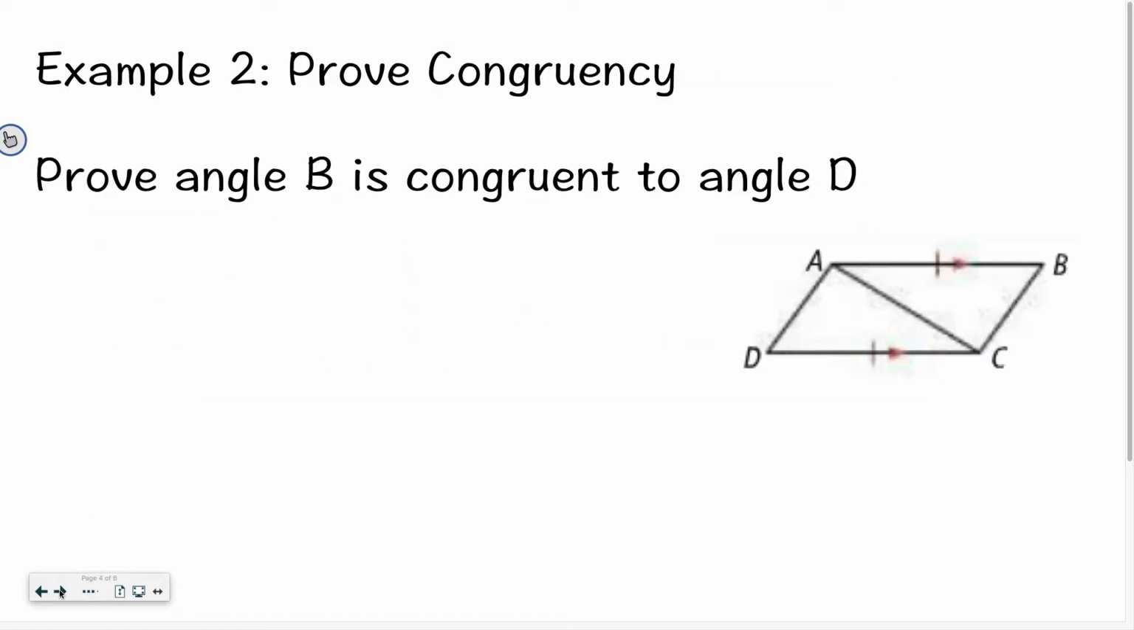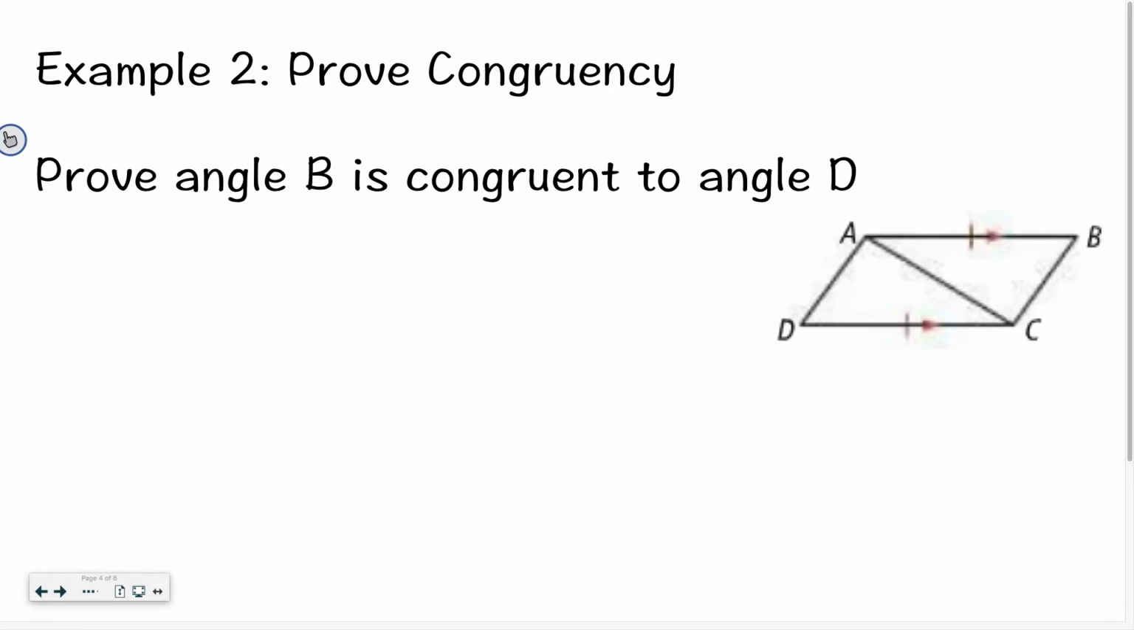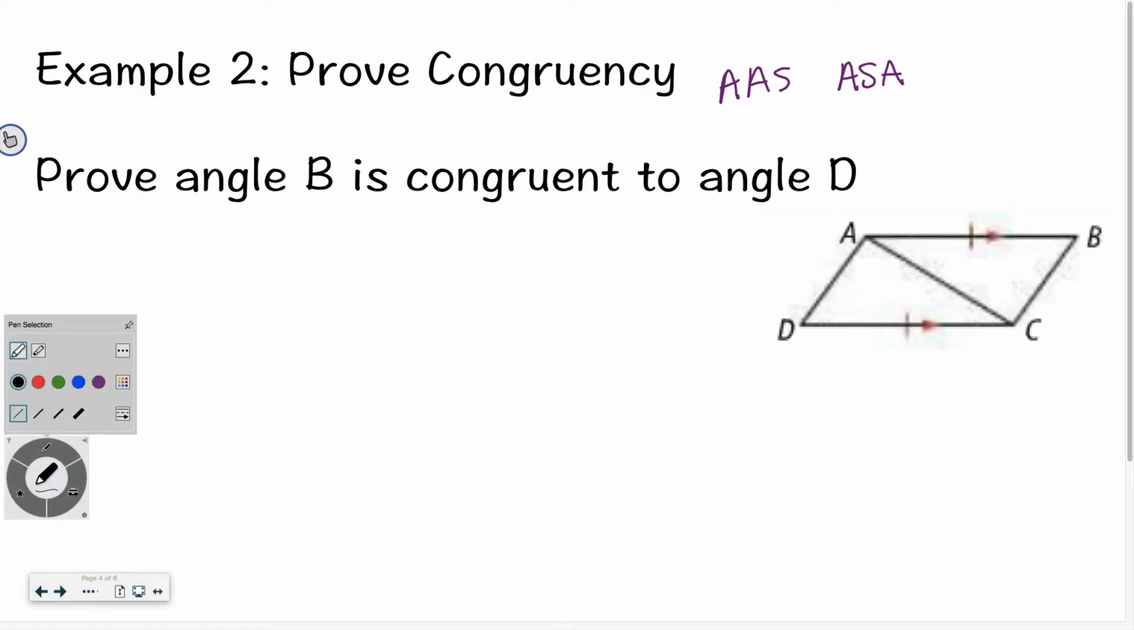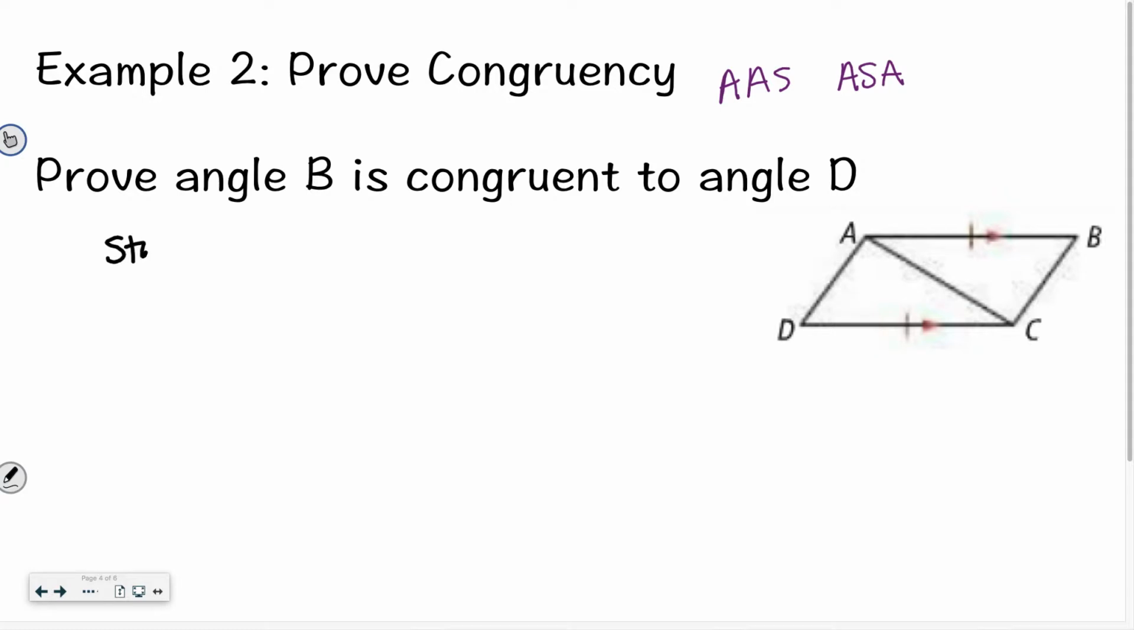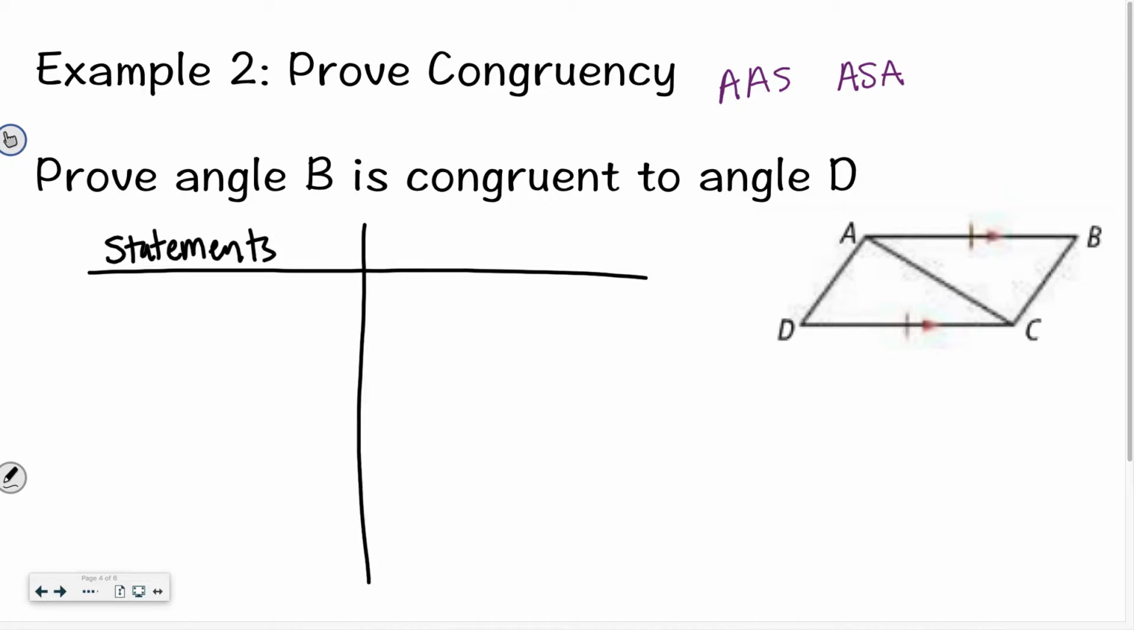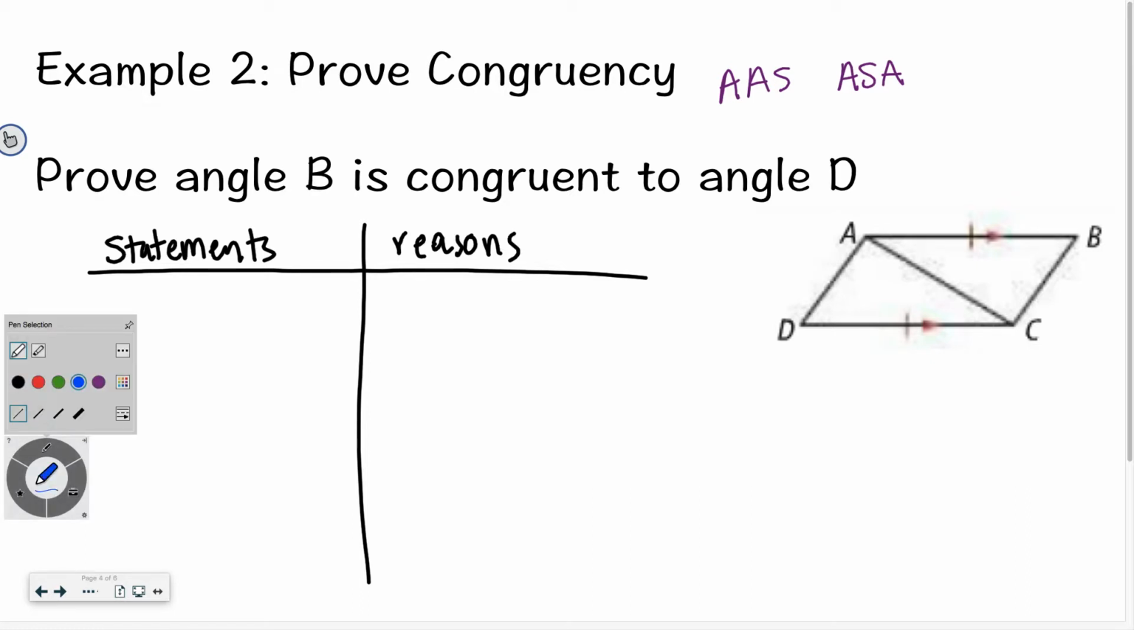Okay? Now, if I give you this picture and I want you to prove that angle B is congruent to angle D, let's see if we can use one of the theorems that we learned today. So either angle, angle, side, or angle, side, angle. And what I'm going to do is write a two-column proof. So I'm going to write down statements and reasons. And if I look at my picture, I can find my given information.